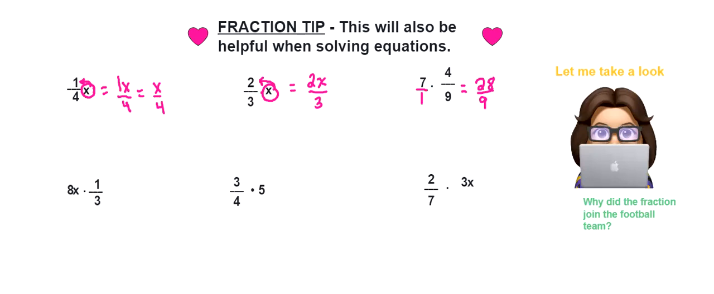Let's take a look over here. I've got 8x times 1/3. Again, I can make that 8x into a fraction by putting a 1 on the bottom. And then all you have to do is multiply across the top, 8x times 1, across the bottom, 1 times 3. And you get 8x over 3.